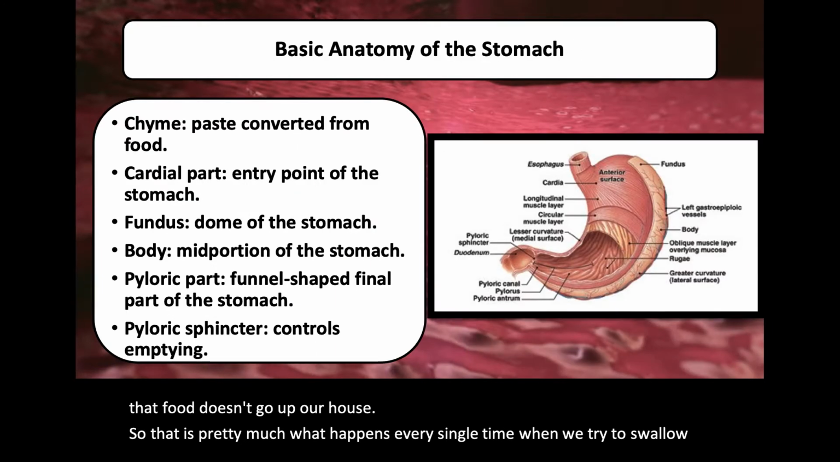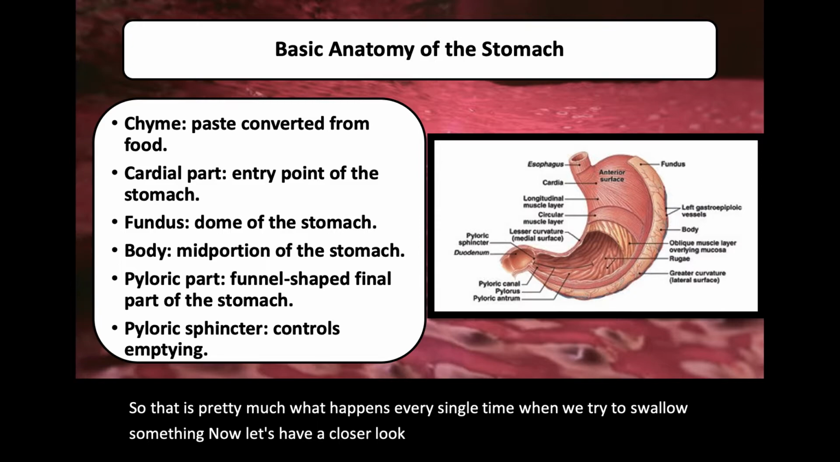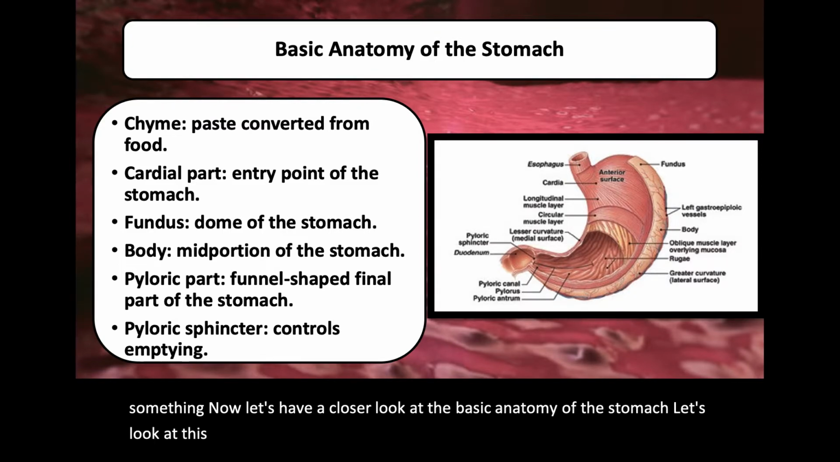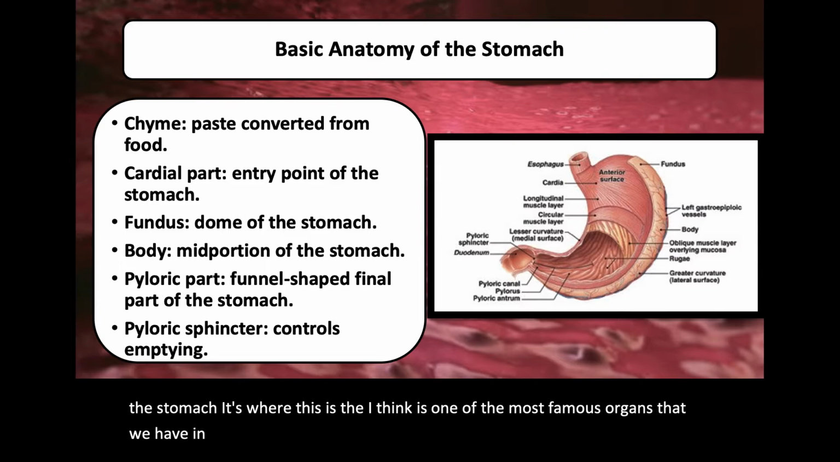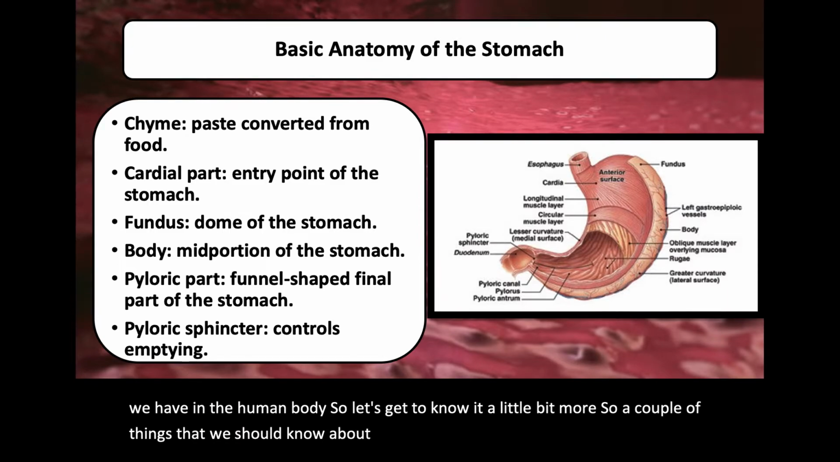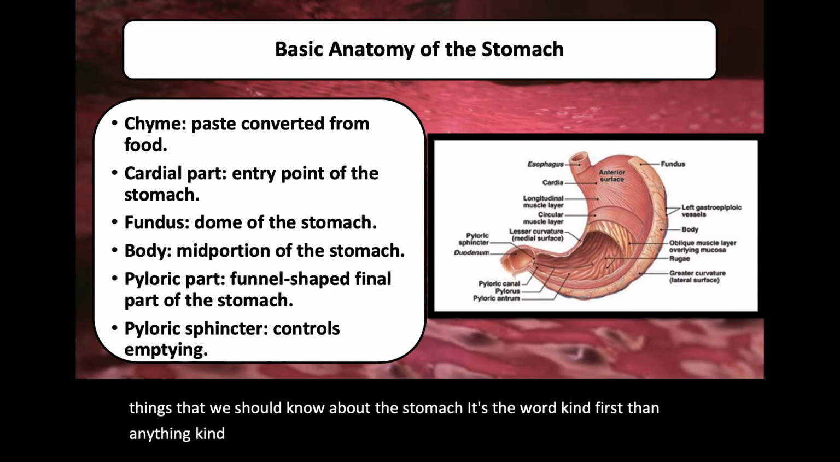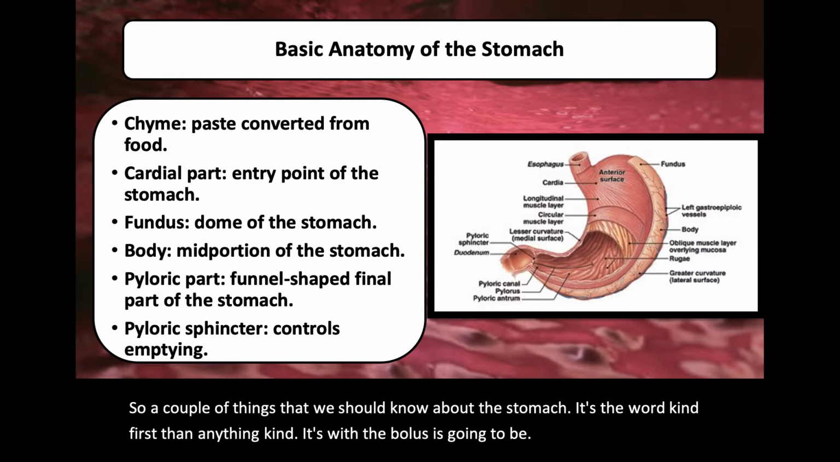Now let's have a closer look at the basic anatomy of the stomach. Let's look at this interesting bag, something a little bit bigger there. I think it's one of the most famous organs that we have in the human body. So let's get to know it a little bit more. A couple of things that we should know about the stomach. First of all, the word chyme. Chyme is what the bolus is going to become after it reaches the stomach.